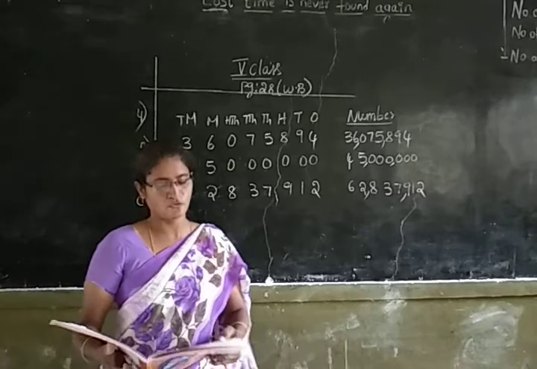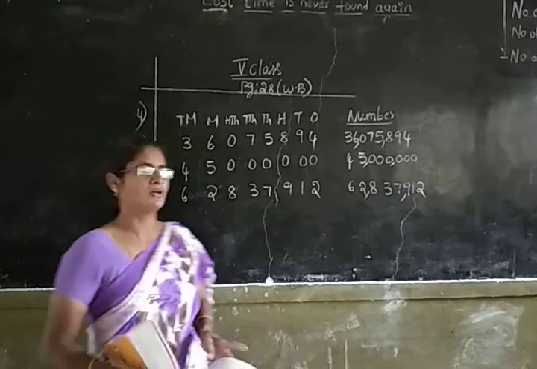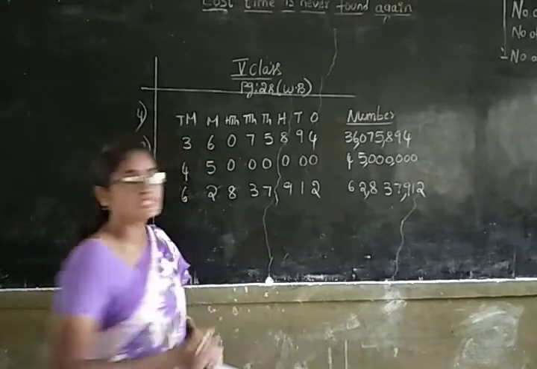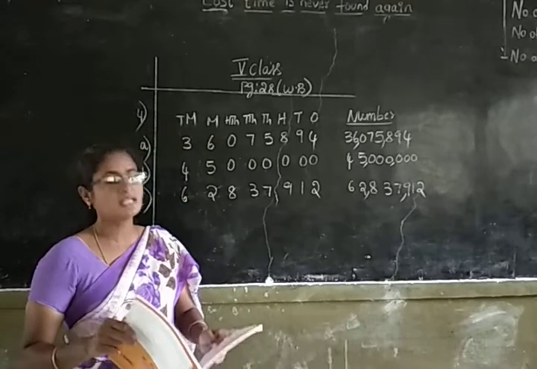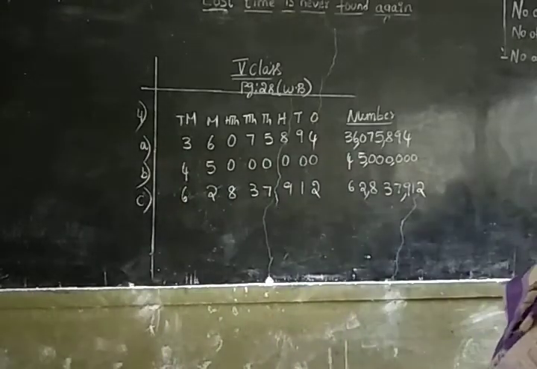Okay children, I have done 3 sums. The remaining sums you do for homework. Okay, D, E, F and G sums you do for homework. Let us move to the next question.